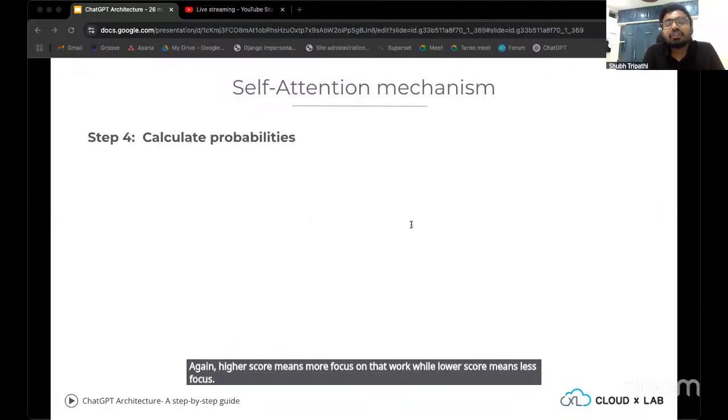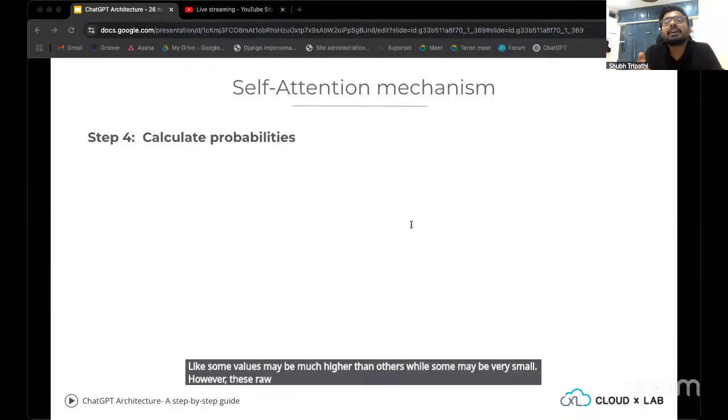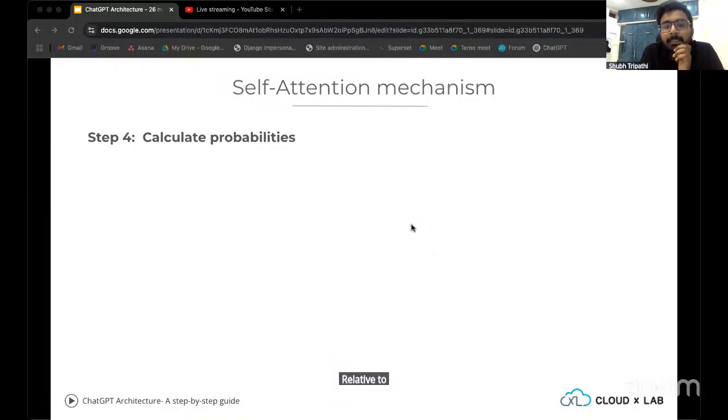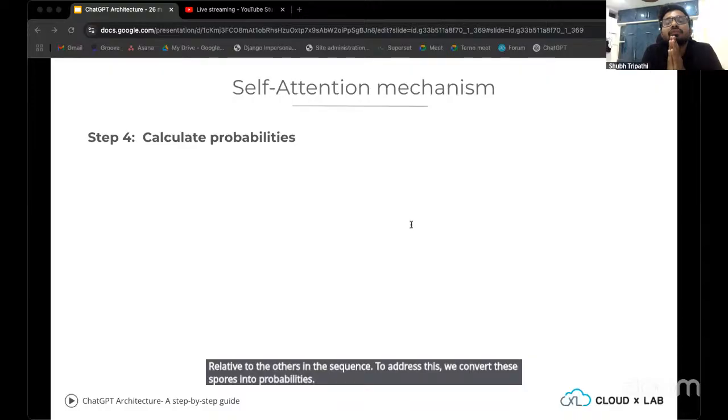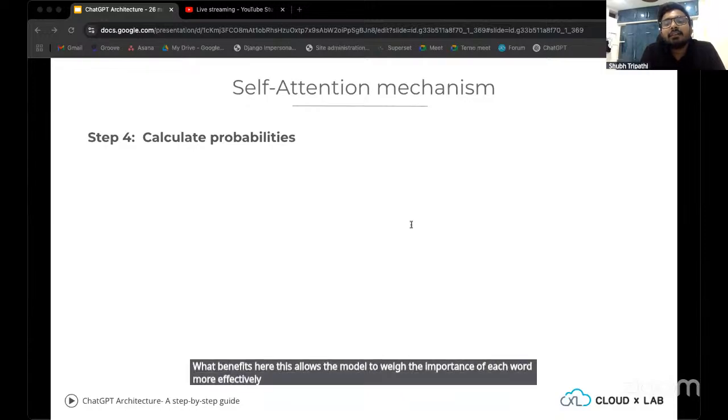Now that we have calculated the attention scores, we notice that these scores can widely vary in magnitude. Some values may be much higher than others, while some may be very small. However, these raw scores alone do not provide a clear interpretation of how important each word is relative to the others in the sequence. To address this, we convert these scores into probabilities, ensuring that all values fall within a meaningful range and sum to 1. This allows the model to weigh the importance of each word more effectively, while maintaining the original scores.